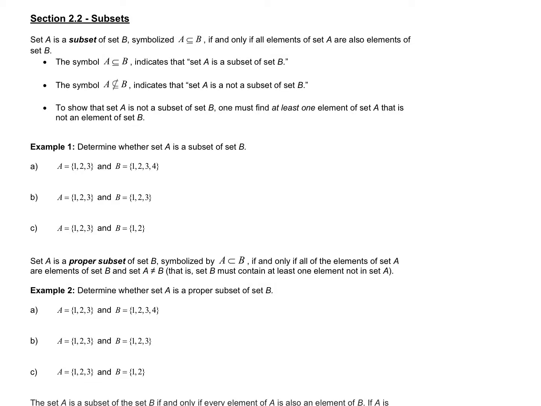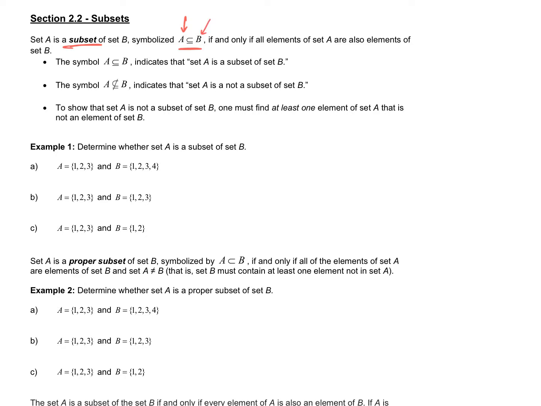Okay, section 2.2, subsets. Set A is a subset of set B, and this is symbolized by this guy. Notice it's like a C with a line underneath it. The C is facing the B. So when I read this, you have to put the thing that's the subset on the left. It's a subset of B on the right.